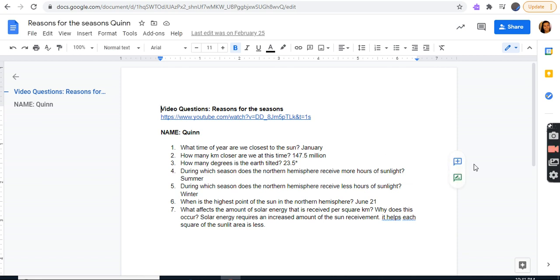Winter. When is the highest point of the sun in the Northern Hemisphere? June 21st. What affects the amount of solar energy that is received per square km? Why does this occur? Solar energy requires an increased amount of sun receivement.